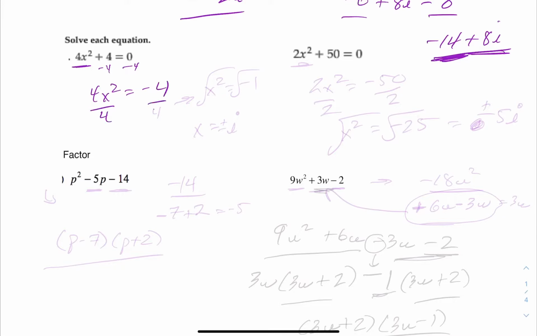Divide by 4. X squared equals negative 1. Square root: x equals the square root of negative 1, which is just i. Plus or minus i, actually, because it takes a square root.